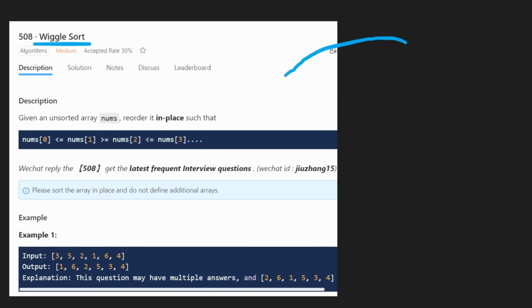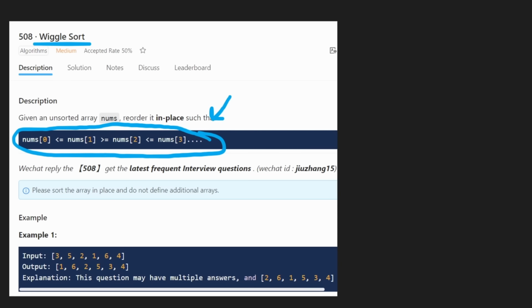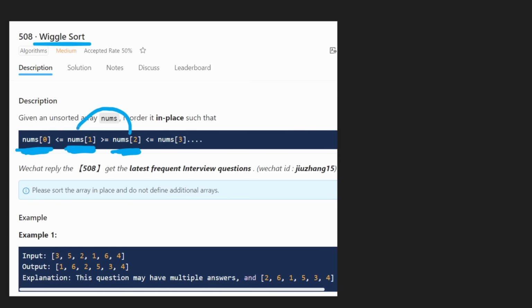So in this case, we're given an unsorted integer array, and we want to reorder it in place, basically such that these equalities hold. But let's simplify the understanding of this. What does this even tell us? Well, suppose we have some first value. It could be anything. The next value is going to be greater than or equal to the previous value. Makes sense? The next value is going to be less than or equal to the previous value.